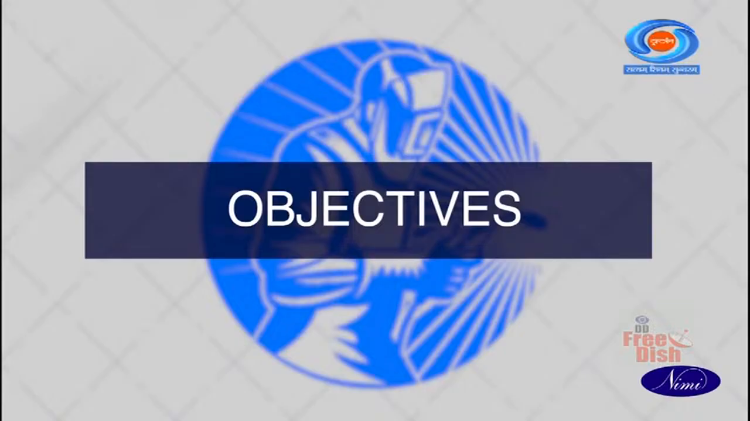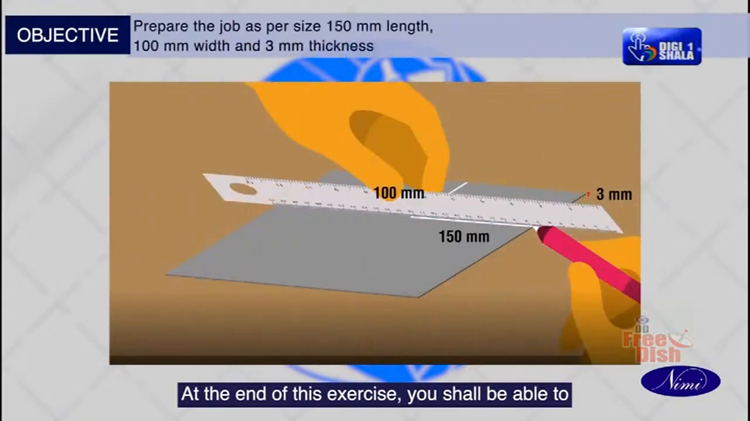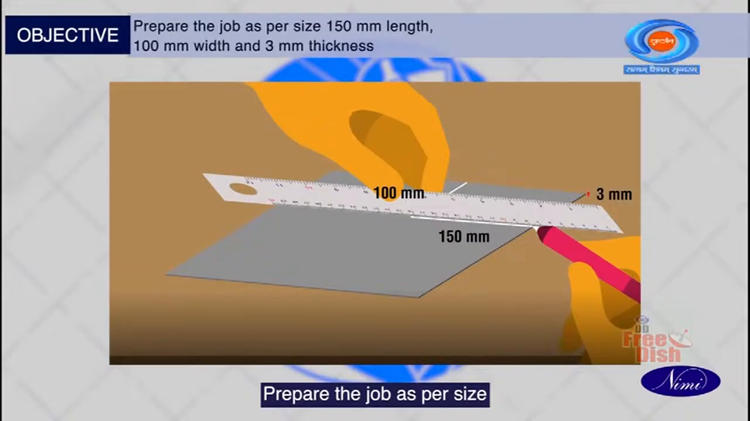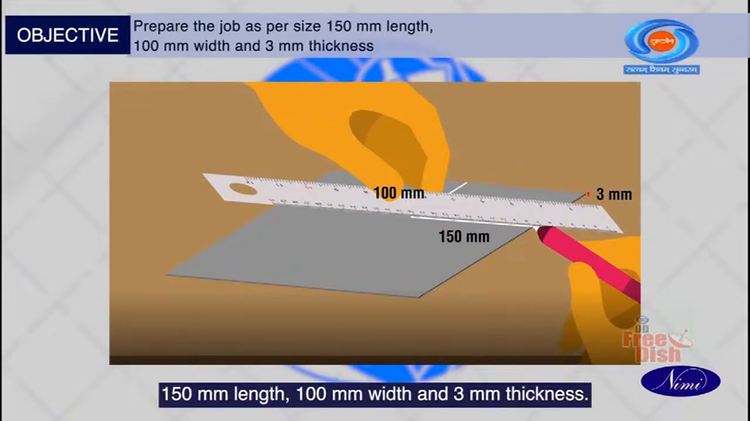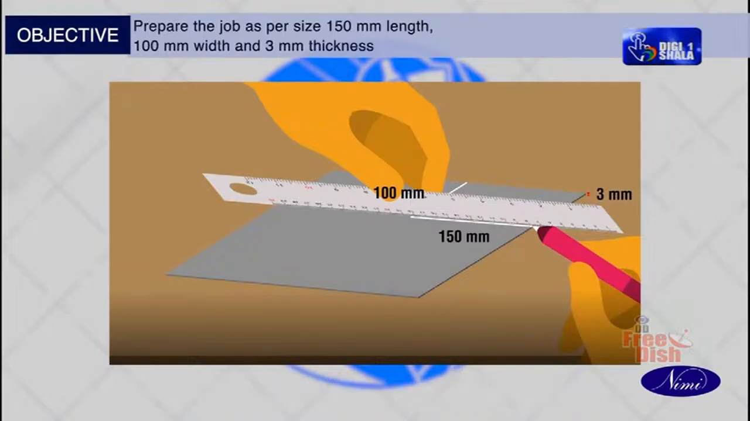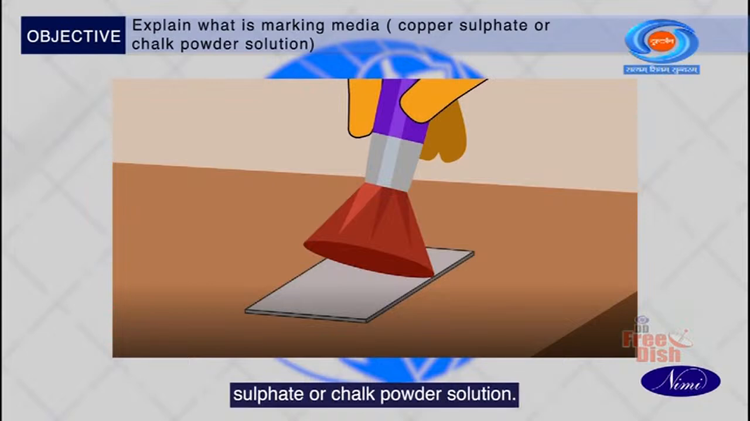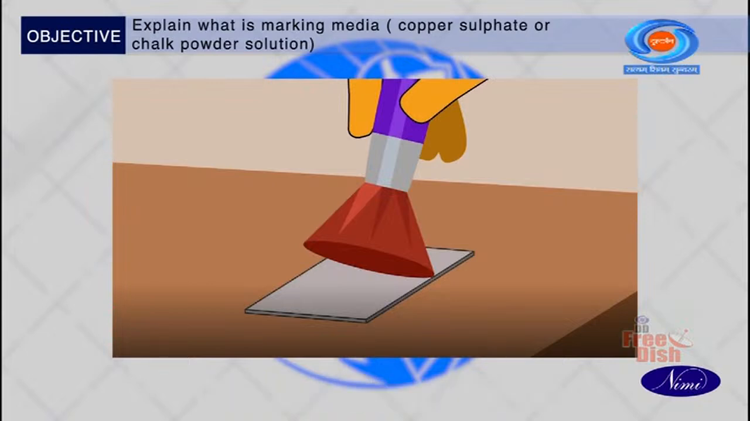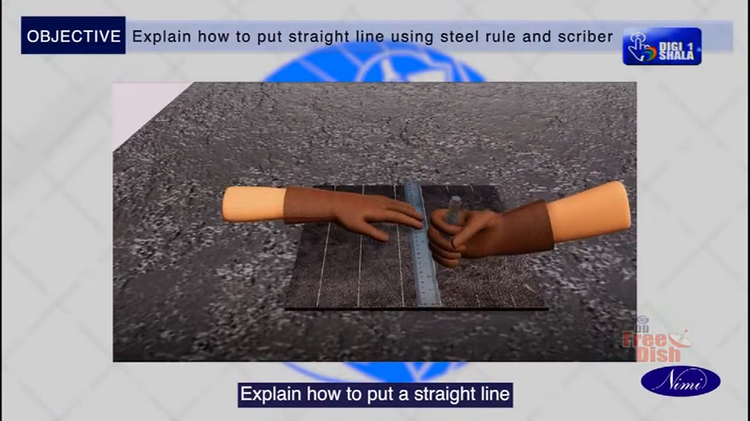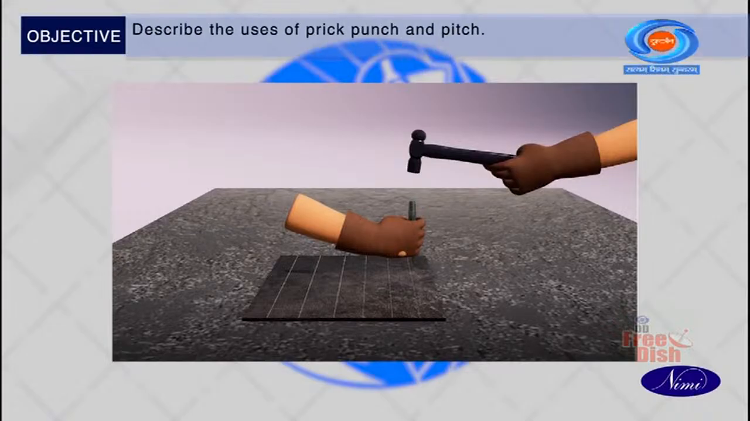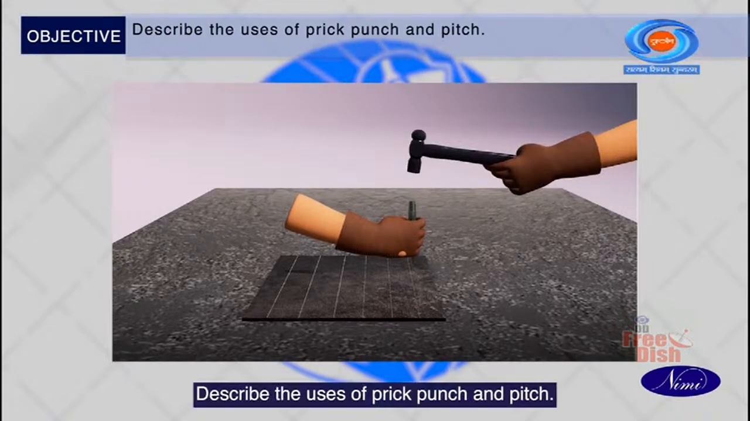Hello and welcome, students. In this topic, you are going to learn about marking out on MS plate and punching. Objectives. At the end of this exercise, you shall be able to prepare the job as per size 150 mm length, 100 mm width and 3 mm thickness. Explain what is marking media, copper sulfate or chalk powder solution. Explain how to put a straight line using steel ruler and scriber. Describe the uses of prick punch and pitch.